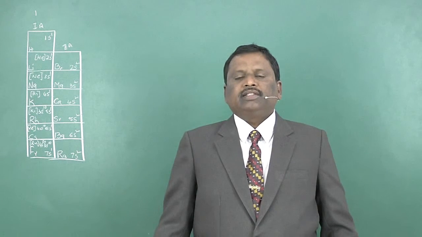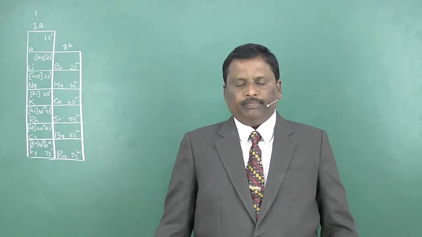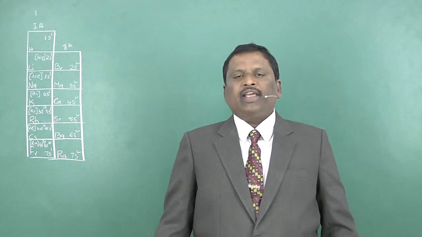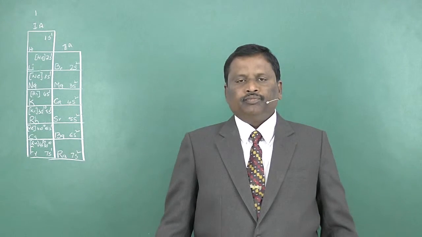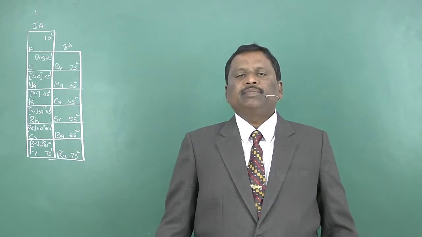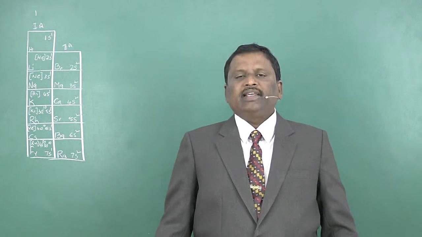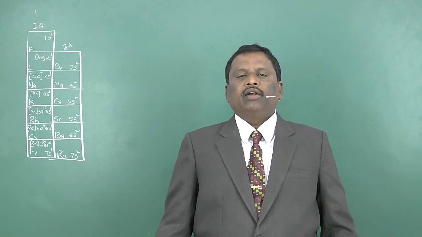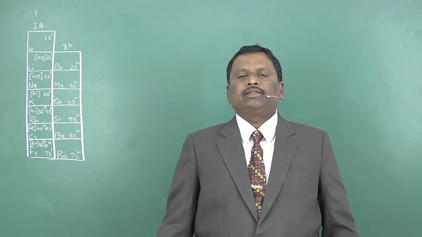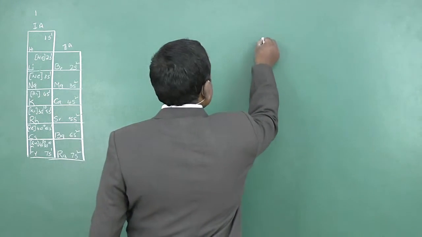In these elements, the last electron will enter in p orbital. So they are said to be p block elements. These elements are named as p block because the differentiating electron in these atoms will enter in p orbital. That's why they are called p block elements. Let us observe these elements.